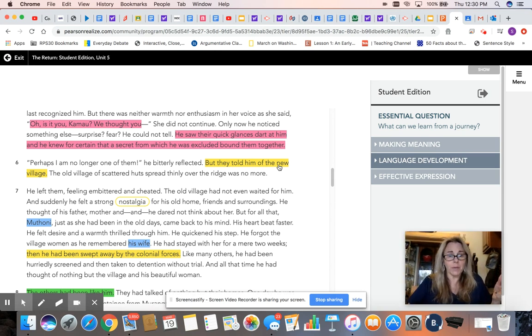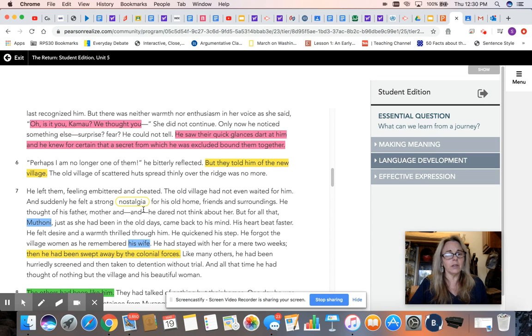All right, and then he feels the nostalgia for his home and friends. Again, a time in his life when he was happy. He was not happy in the detention center. Remember, he has the bundle of bitterness that he's carrying from there. But here, he had all these really good memories. It's what he thought of. It's what helped him get through being in the detention center.